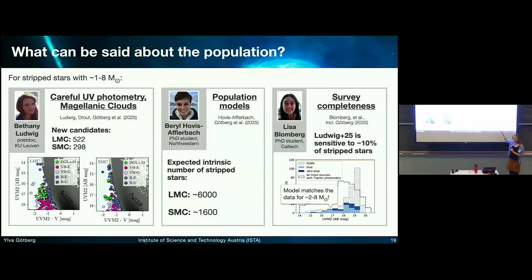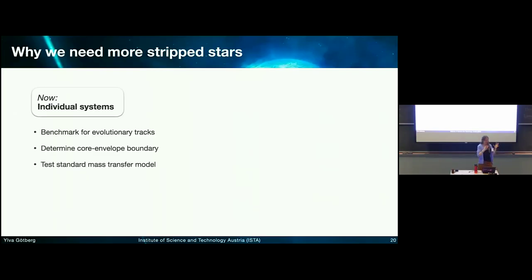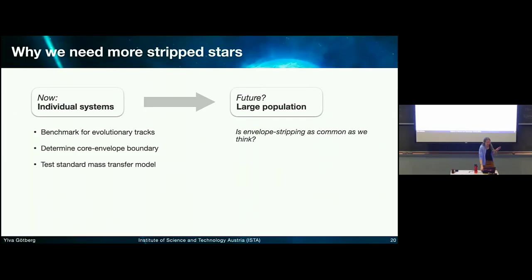Yeah? So that's nice. So now, why would we need more stripped stars? We currently have individual systems, and what we could do is some benchmarking of evolutionary models, find the core envelope boundary, and test some mass transfer stuff, moving to a large population. What I think is going to happen if we do that is we can explore whether envelope stripping is common. Is it as common as we think?